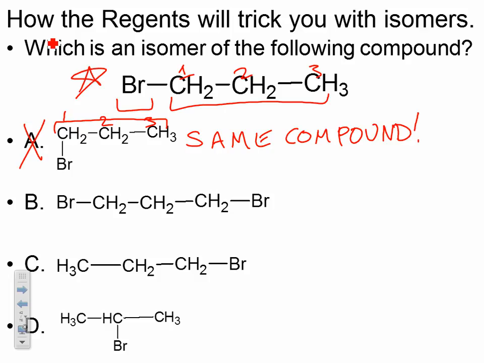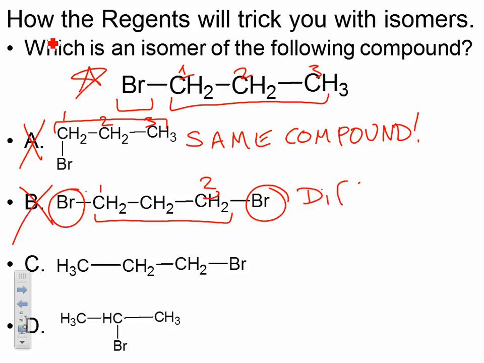Next up, choice 2. We have our 3-carbon chain, but then we have a bromine attached to the number 1 carbon and a bromine attached to the number 3 carbon. This is not an isomer. It does not have the same number and type of each atom. Ours only has 1 bromine here. An isomer cannot have 2. It has to have the exact same number and type of each atom.